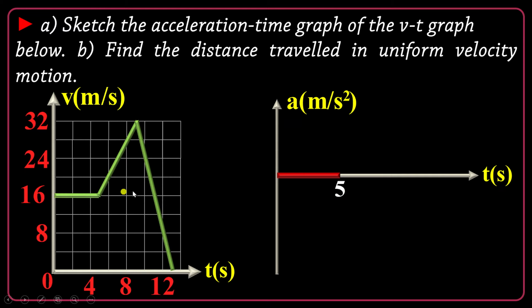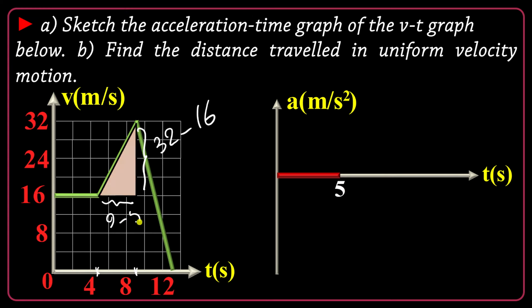To find a slope, you can establish a triangle. This triangle has a rise and a run here. The rise seems to be 32 minus 16, and the run will be from 5 to maybe 9, so it's 9 minus 5. So it seems the acceleration is 16 over 4. So acceleration is 4 in the time interval of 5 to 9.